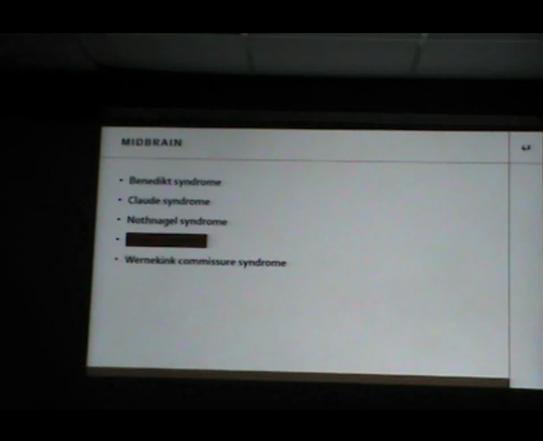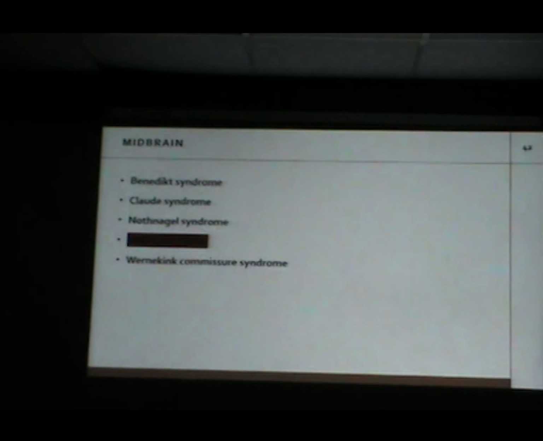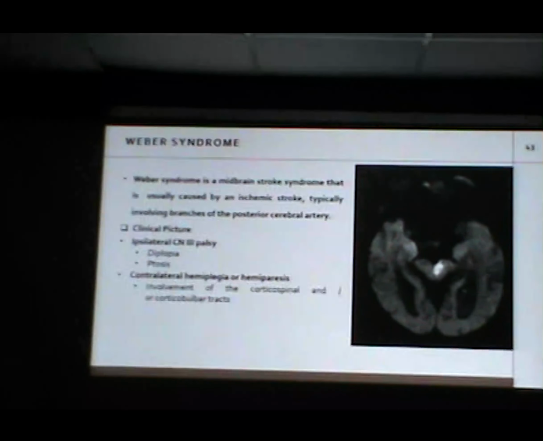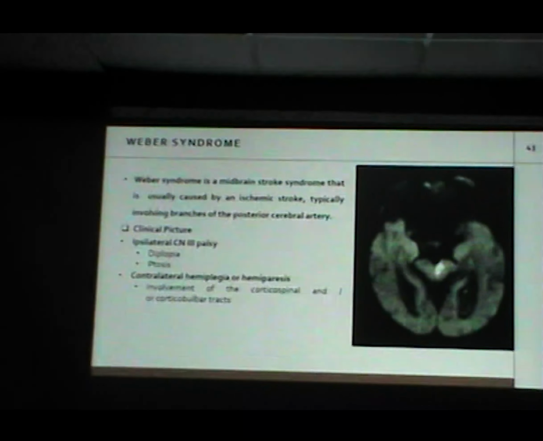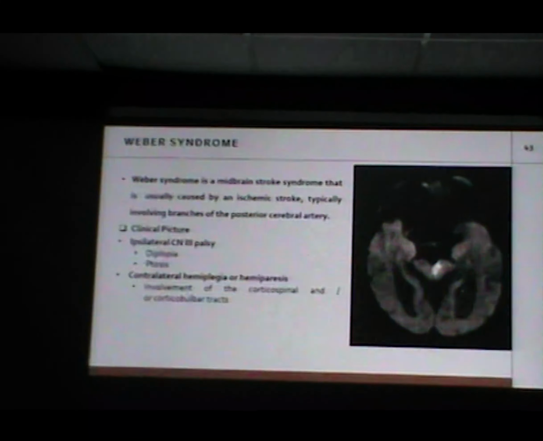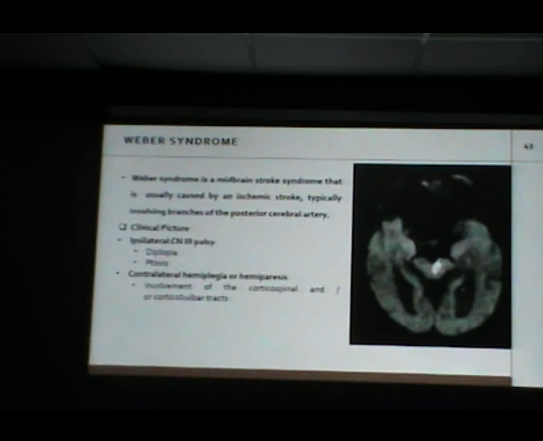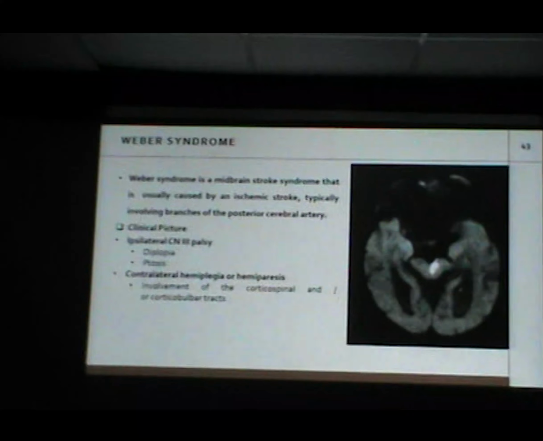There are a lot of brainstem syndromes. For the midbrain, we're going to illustrate Weber syndrome. Weber syndrome is a midbrain infarction caused by occlusion of a branch of the PCA, causing contralateral hemiparesis, plus ipsilateral third cranial nerve, oculomotor nerve, affection causing ptosis and diplopia.